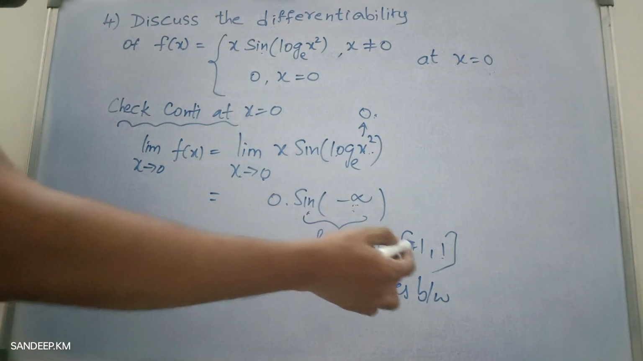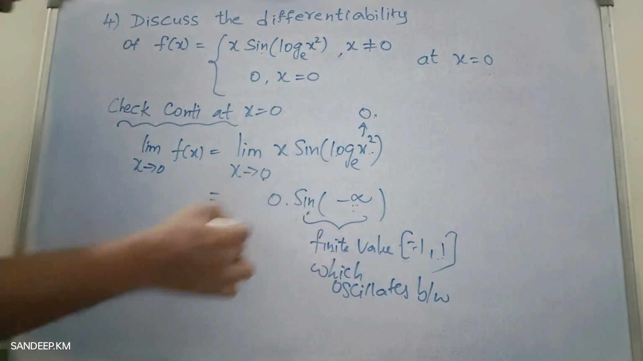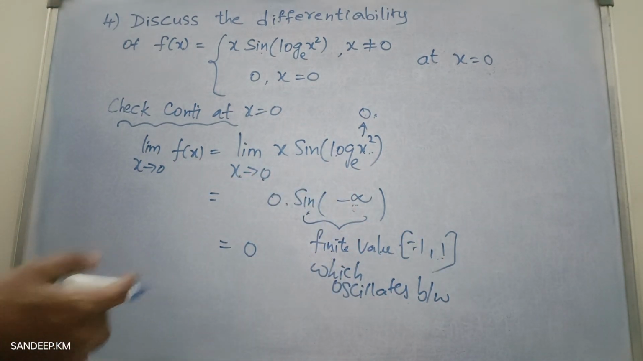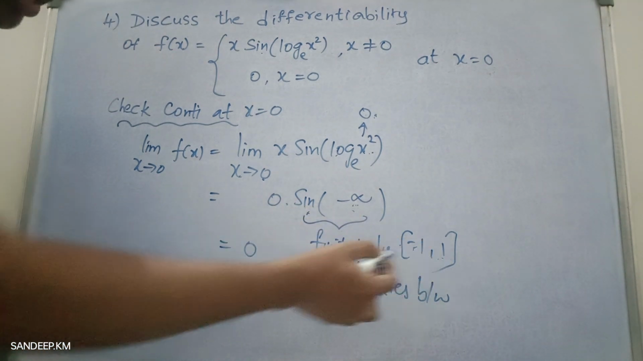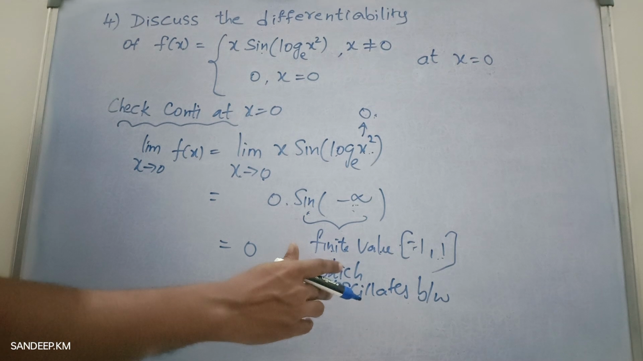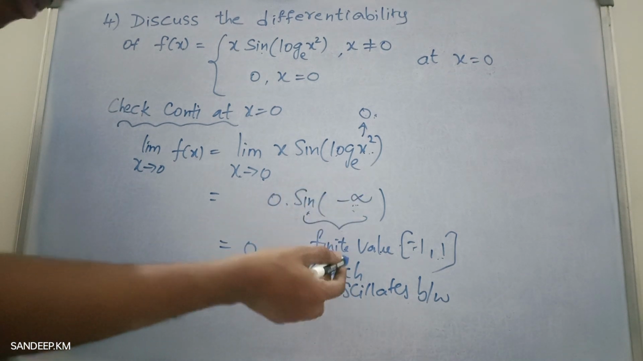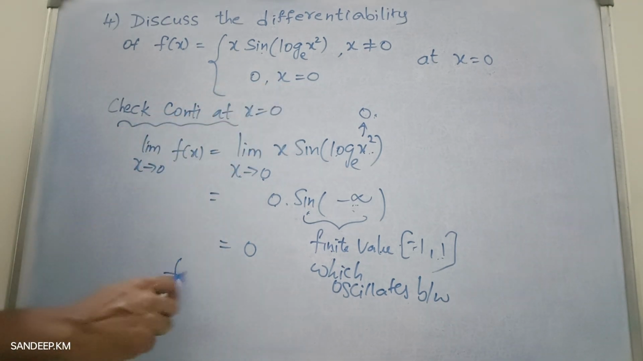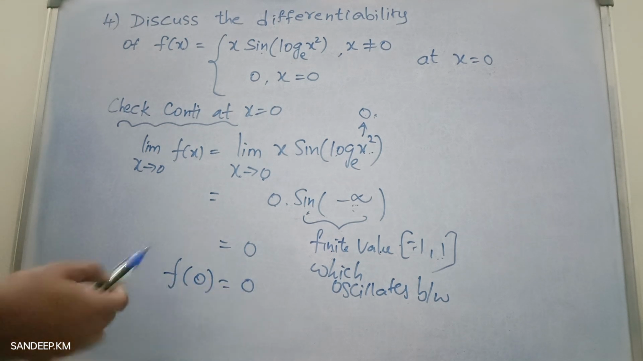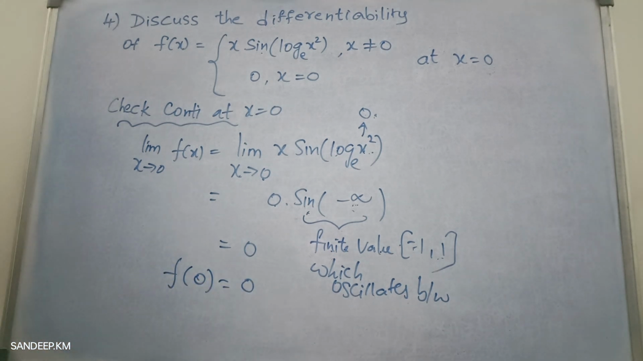Some finite value between minus 1 and plus 1, when multiplied with 0, the answer is 0. Let it oscillate rapidly, but it is a finite value after all. When multiplied with 0, the answer is 0. The limiting value of the function is 0. And what about the value of the function? f of 0, that is also 0.